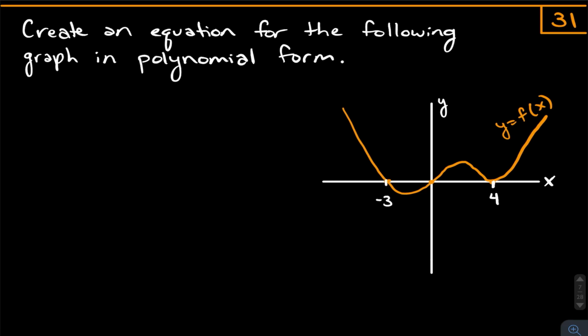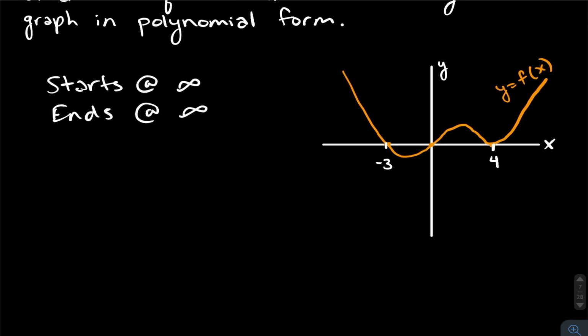So we can write down starts at infinity and ends at infinity. Okay, and so we see it crosses the x-axis at -3. It crosses the x-axis at x equals 0, and it also doesn't cross. So we're going to have to make a note of that, right? But it touches the x-axis at x equals 4.